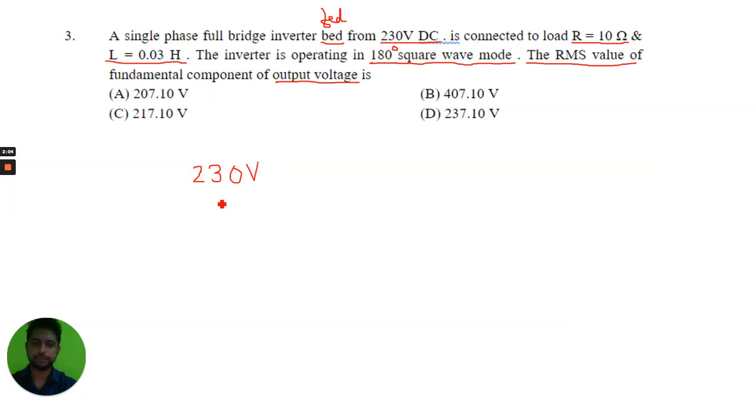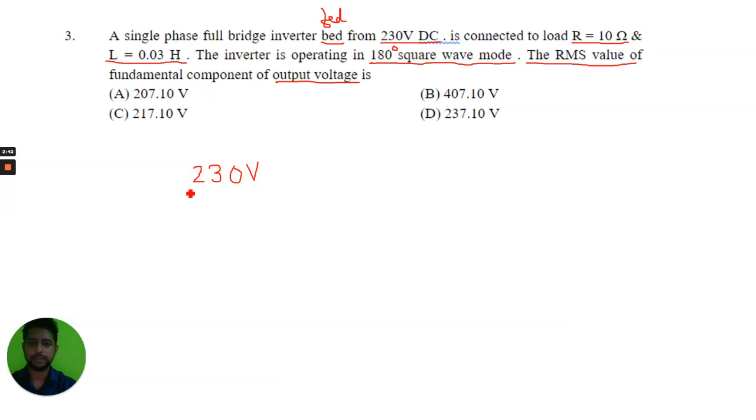Now this 230 volt has to be converted into an RMS value. Now you see here we have the impedance, but do we really need the impedance over here? No, we don't need the impedance, since we are talking only about the voltage. So directly we can calculate from this 230 volts. If we are told to find out the RMS value for the current, then we will use the impedance for this R and L. So using R and L we will find out the impedance, and then we can calculate the RMS value for the current.